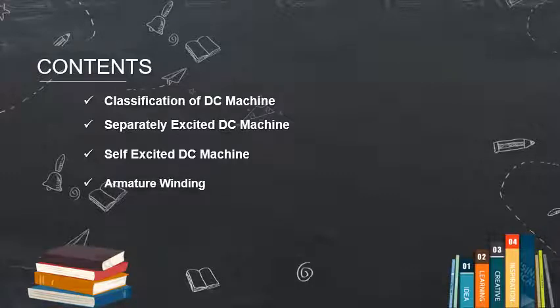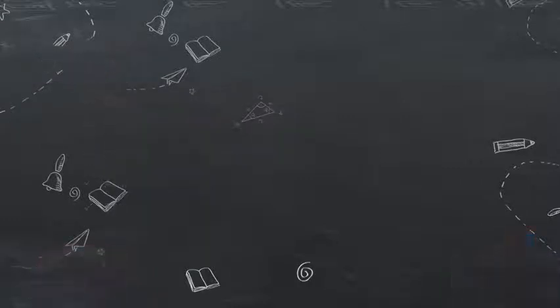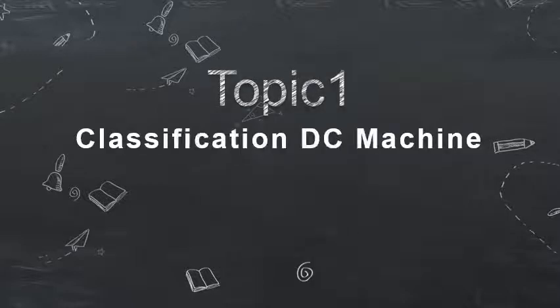After this, we will move on to what the armature winding is and the types of armature winding used in a DC machine. Next, we will move on to the EMF equations, the electromotive force equation, so we can prove this equation. So this is the content of our presentation, lecture 2. So let's start with topic 1, the classification and types of DC machine.